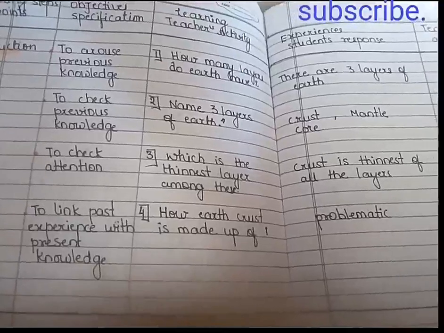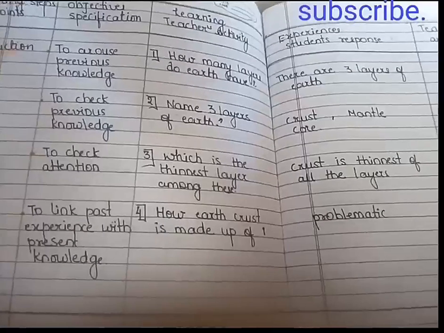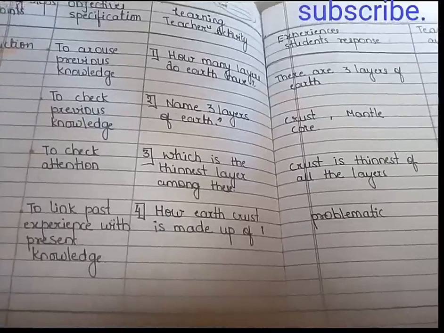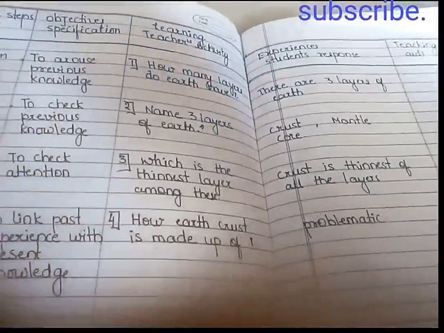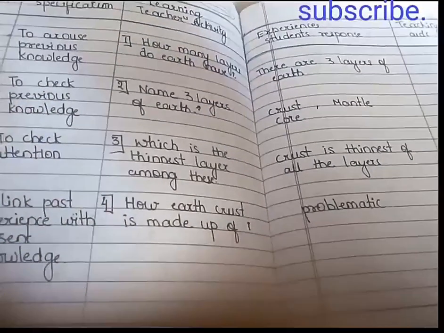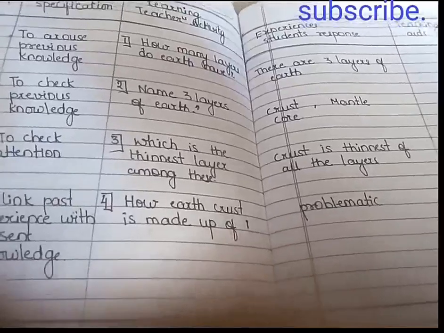You can see that. How many layers does earth have? Name 3 layers of earth. Which is the thinnest layer among them? How is the earth crust made up? Like this we have to frame all the questions one by one, and students will answer all the questions.